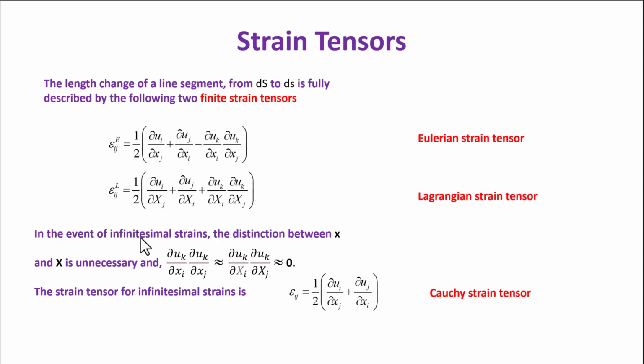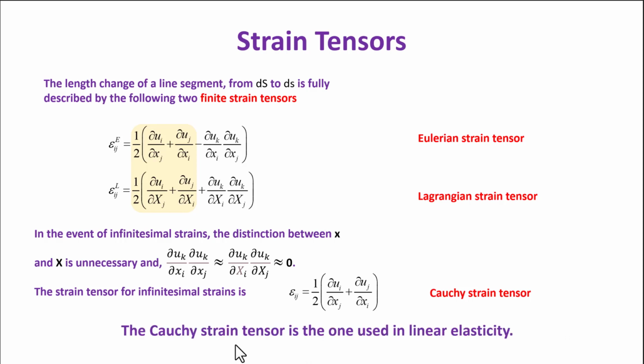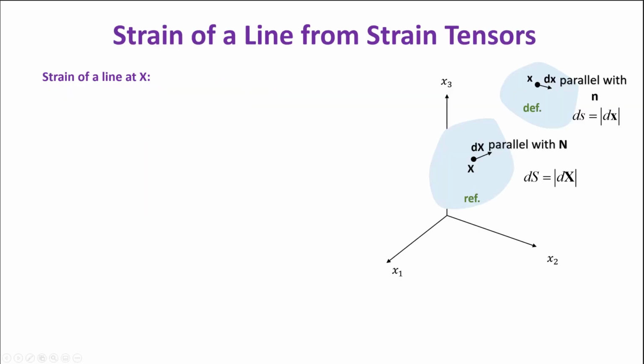If the deformation is small, if the strain is infinitesimal, then the third term in either of these equations, these definitions, can be neglected. So, in infinitesimal strain, the strain can be defined as the linear part. That is called the Cauchy strain tensor. In elasticity, strains are small, so the Cauchy strain tensor is used.